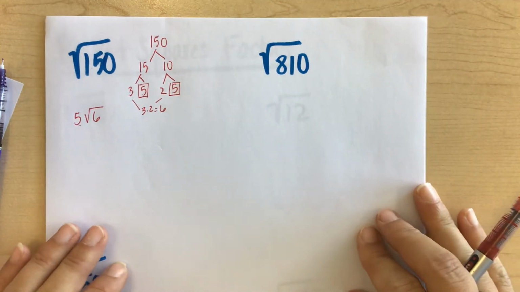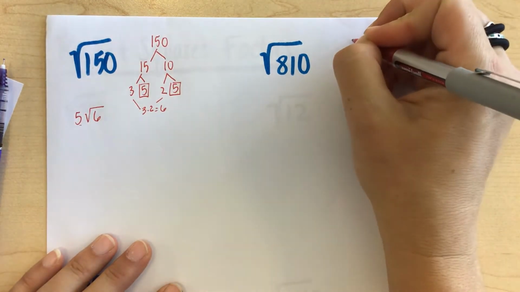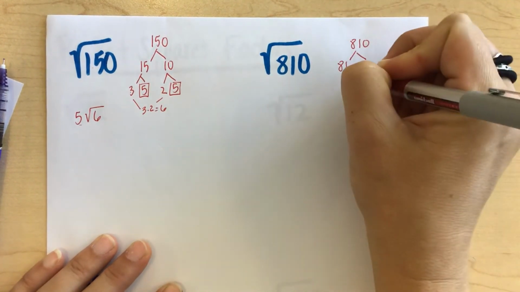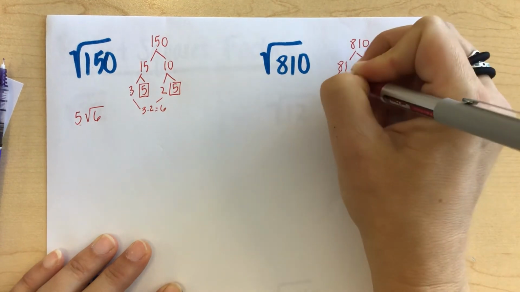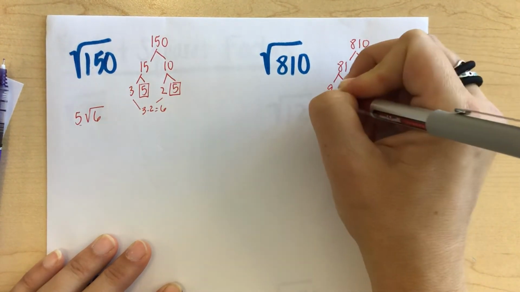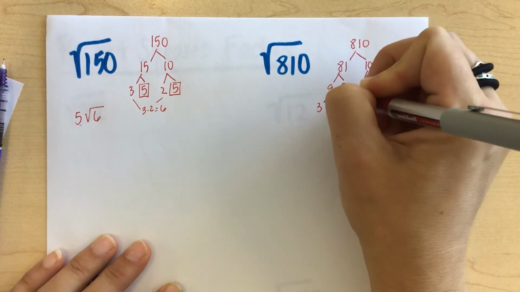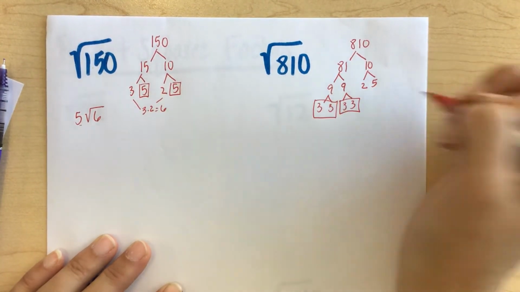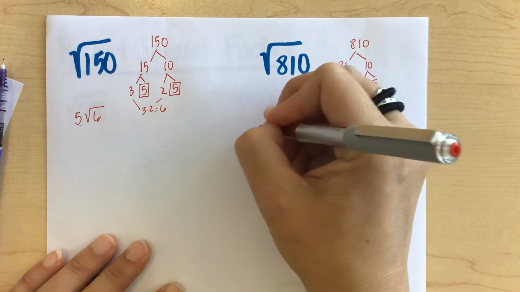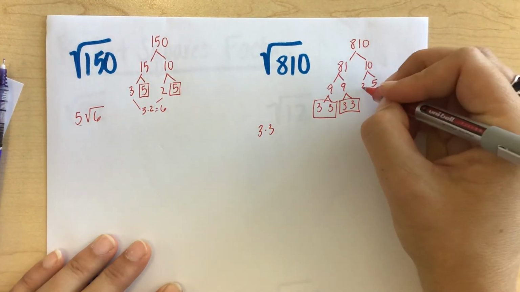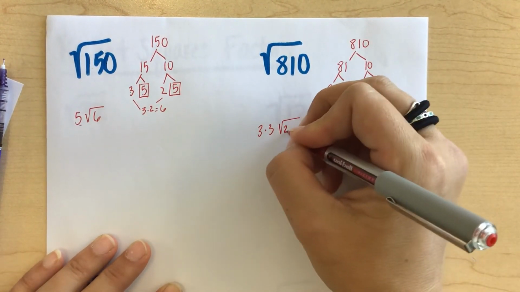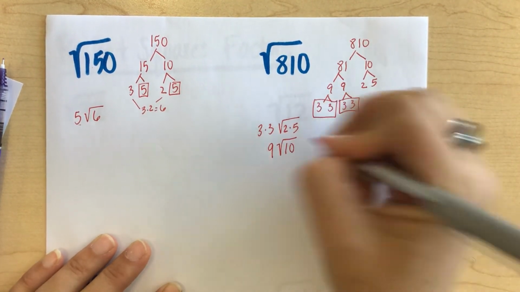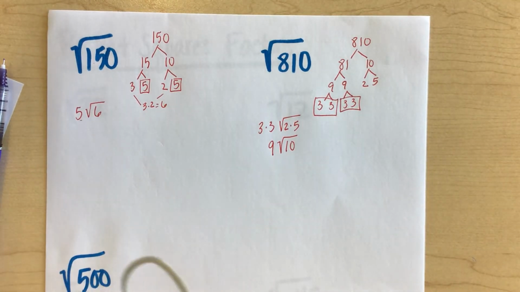All right, let's try 810. So I'm going to stick with the easiest way I know how to do it. So 81 times 10. This is 2 and 5. 81 becomes 9 times 9, and those each break down into 3s. So if I notice, I have a pair of 3s and a pair of 3s, right? So 3 times 3 on the outside, and then I'm left with 2 and 5 on the inside. So 2 times 5 on the inside. So this is 9 radical 10. Okay?